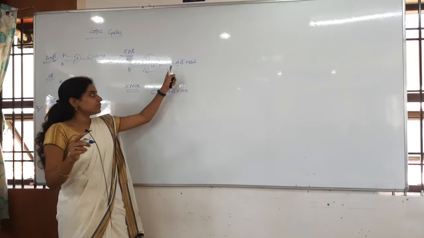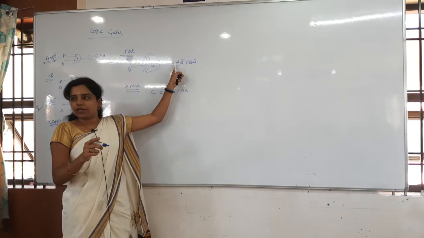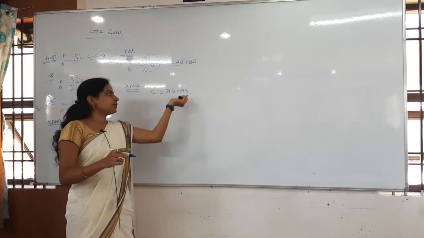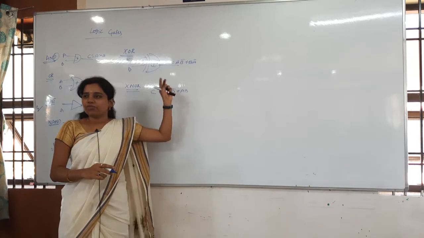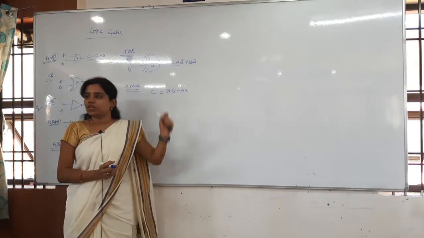See that in this actually you will get one complementary, one true value. So in this, 2 complementaries and then 2 true values. That is how you have to remember the Boolean expressions of XOR and then XNOR.